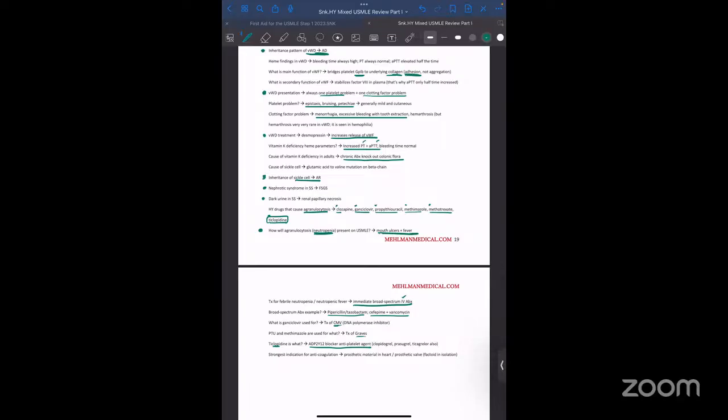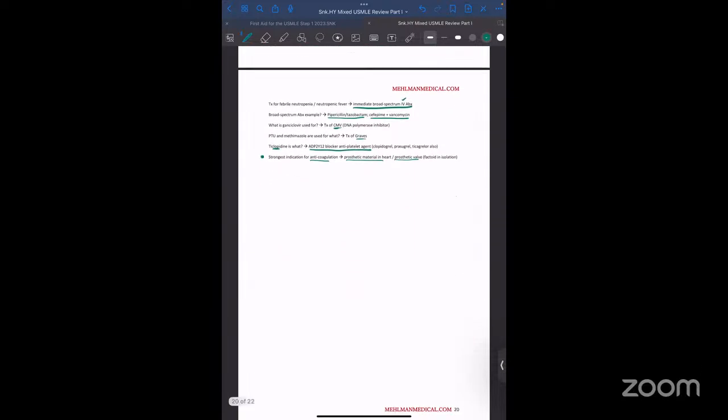Strongest indication for anticoagulation is prosthetic material in the heart, a prosthetic valve. It's a factoid in isolation.